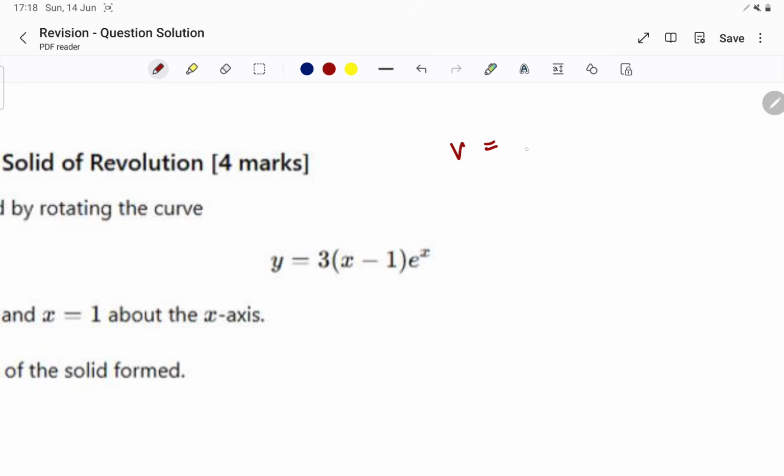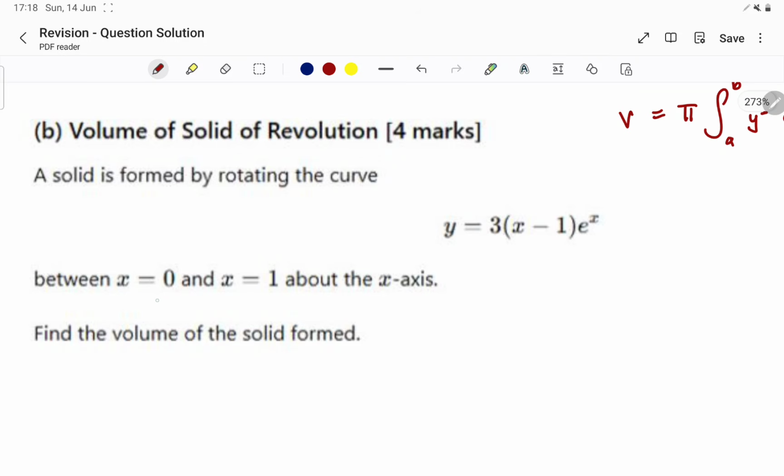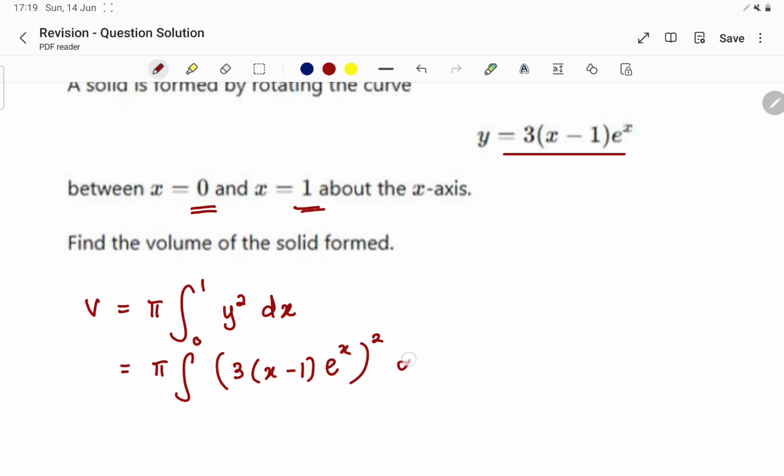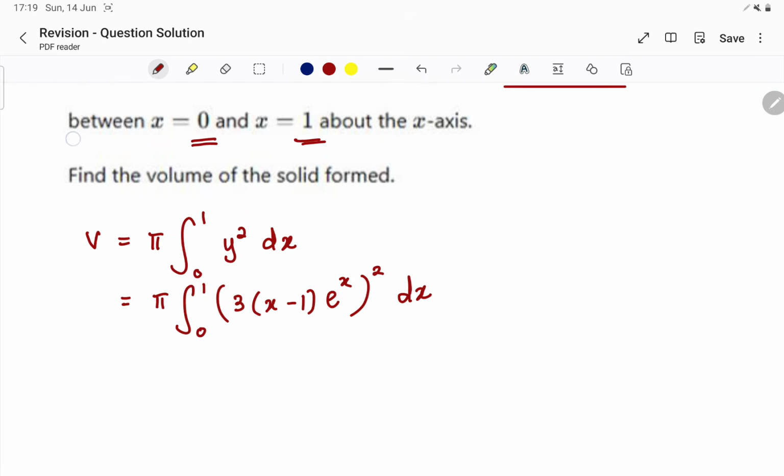It is equal to pi integrate y squared from a to b. From here, our a to b is 0 until 1. This is our y. In order to find the volume, we just apply the formula, pi integrate y squared dx from 0 to 1. So we have pi, y squared, which is (3x minus 1) e to the power of x, all of this squared, and integrate from 0 to 1.